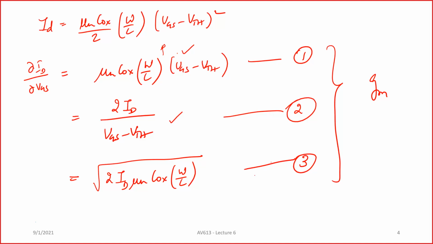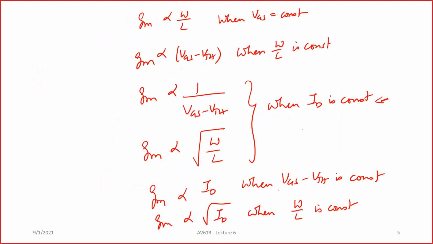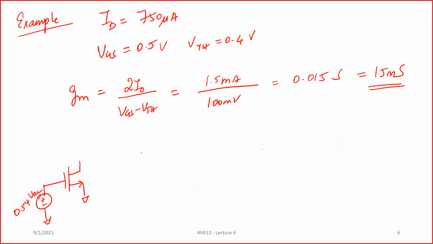So it is not that these expressions are all independent of each other. You have two different parameters in place: W by L and VGS, ID and VGS, ID and W by L. So three combinations are given. If something is fixed, you can use the other parameter. Now here in this case, if GM needs to be increased, what you can do is increase your W by L ratio. If you increase your W by L ratio, your GM will increase and your ID will also correspondingly increase.